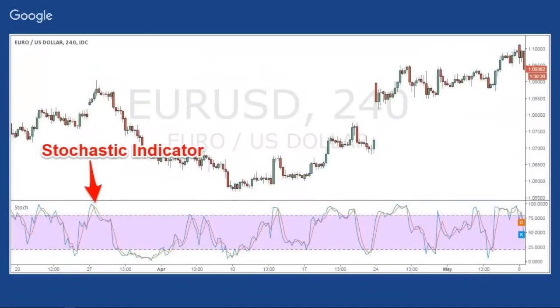You can find the stochastic indicator on most any trading platform, and this is exactly what it looks like right here on TradingView. It's simple to use. It's an oscillator that ranges from 0 to 100. And you see there are horizontal lines at the 80 and the 20 levels, because those are significant levels.